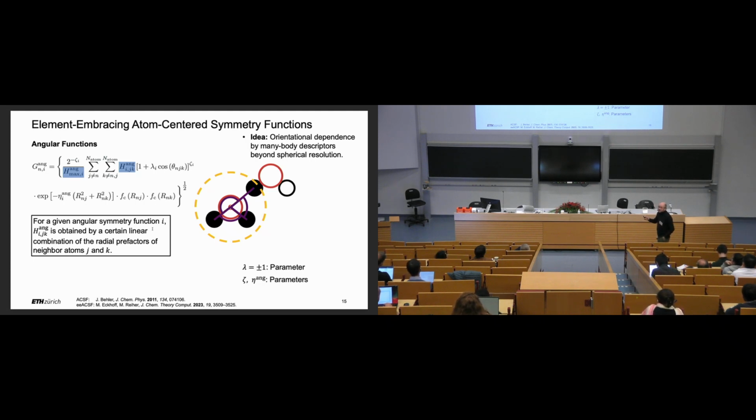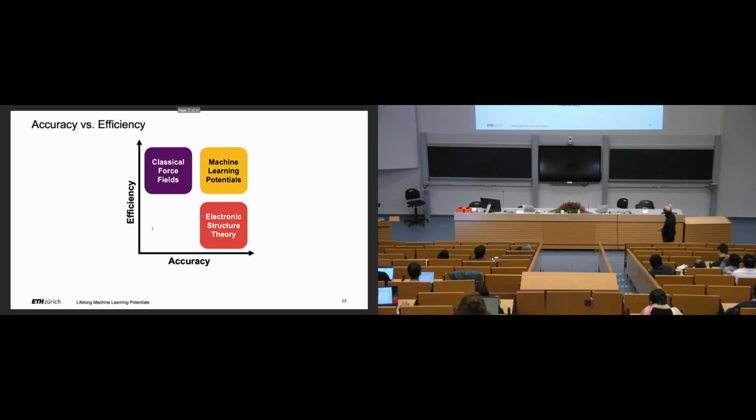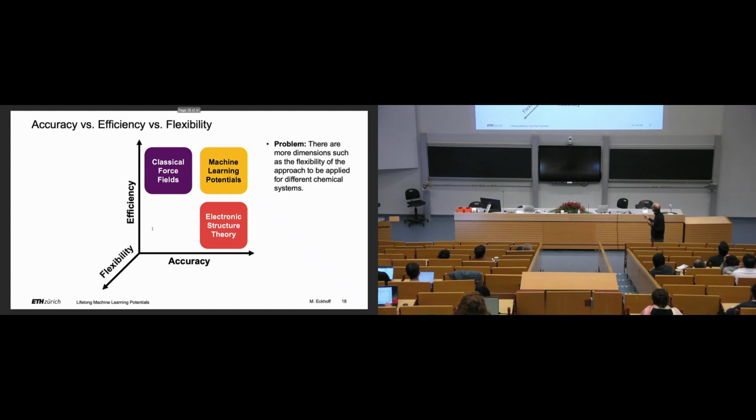So we take this original idea by Behler for the machine learning potential and these atom-centered symmetry functions. We modify the atom-centered symmetry functions, and we now can represent the neighborhood of an atom in a very efficient way, independent of the number of elements in the system. Now the next point is that we need to make these machine learning potentials flexible. So flexibility will be the next issue.